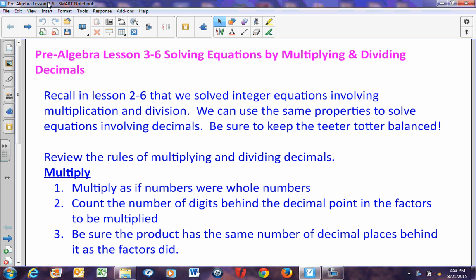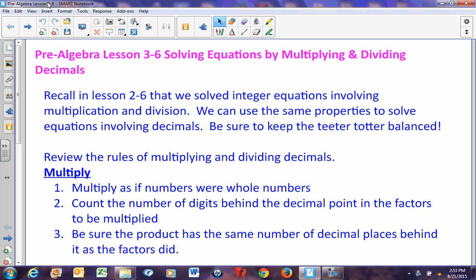Algebra lesson 3-6, solving equations by multiplying and dividing decimals. Now, recall in lesson 2-6 that we solved integer equations involving multiplication and division. We can use the same properties here. Remember, we have to keep that teeter-totter balance, so whatever you do to one side of the equation, you have to do to the other side of the equation.